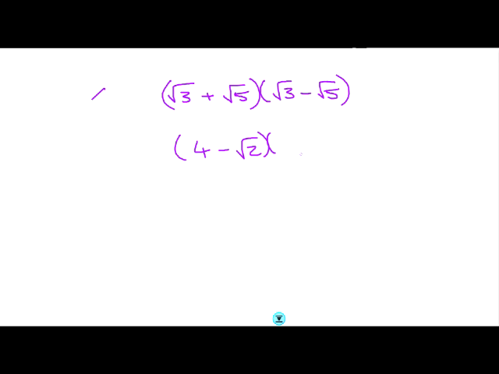Let's have a look at some more. So if we have root 3 plus root 5, for example, the only way we're going to rationalize that is times it by the same. We call it the conjugate. It's the same, but the sign, the operation, is swapped in the middle. So if we had this one, we would multiply this one by 4 plus root 2.